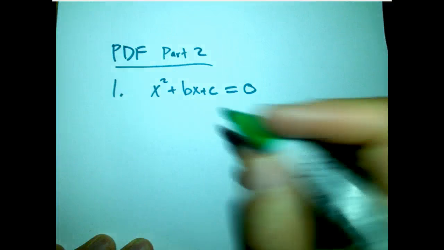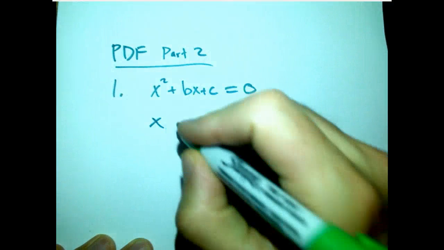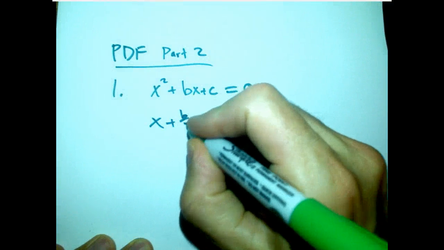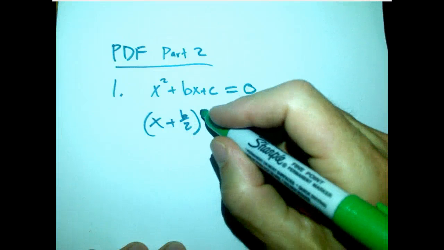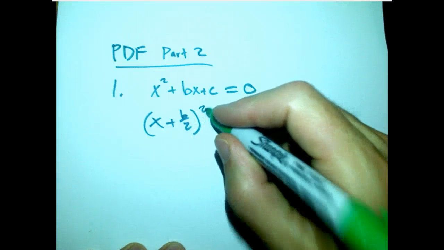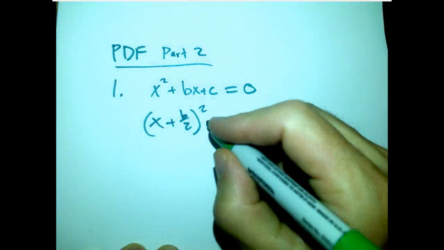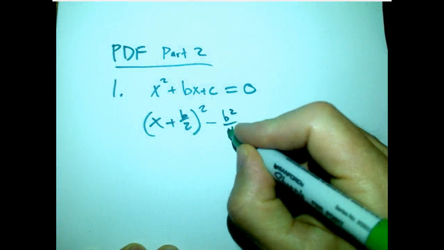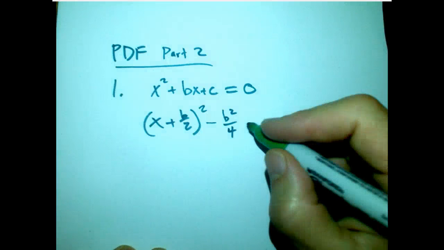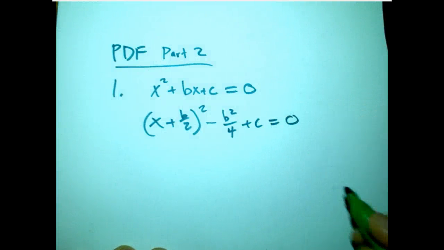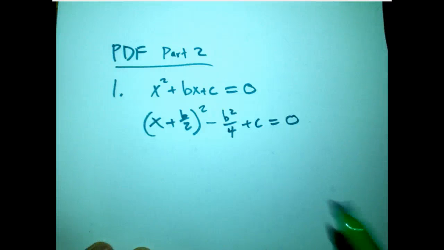Okay, so let's do it. This is a good place to pause. You rewrite this as x plus b over 2 quantity squared. That's x squared plus 2 times this plus this squared. So we subtract that off, because we don't really want that b squared over 4. The c is still there, and that's equal to 0.